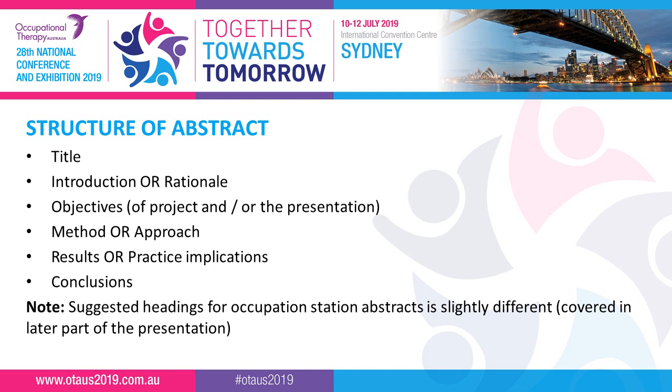And then the next section is objectives, and then your method, or your approach, your results or your practice implications, and then conclusions. You should note that suggested headings for occupation station abstracts are slightly different, and we will discuss those a little later in the presentation, and further information is also available on the website. In the following slides, we will go through each section of the abstract with some tips.